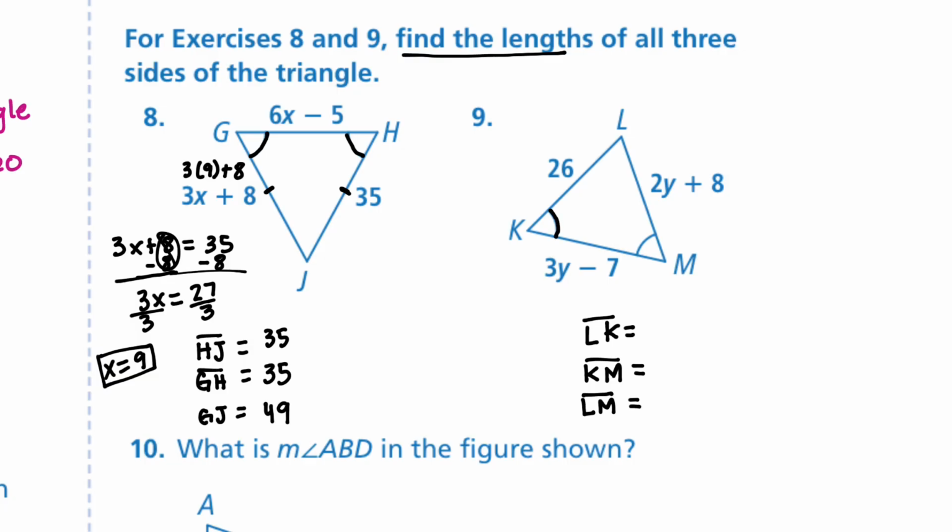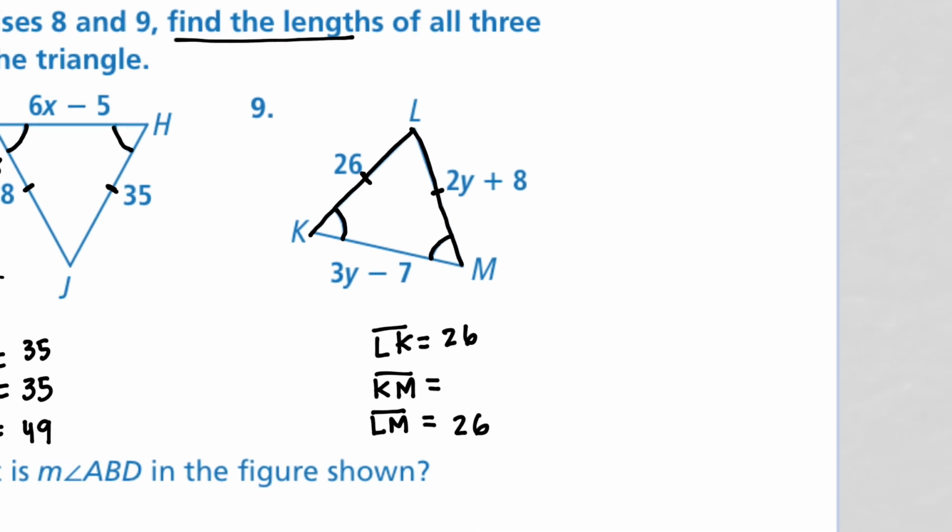Okay, we're doing the same thing with problem 9. We have the base angles. They're congruent. The sides opposite would be congruent. I know that side LK is 26. That means that side LM also has to be 26. Since those two sides are congruent, I can make my equation. 2y plus 8 is equal to 26. Solve for y, plug it in place of y so that you can find the value of KM.